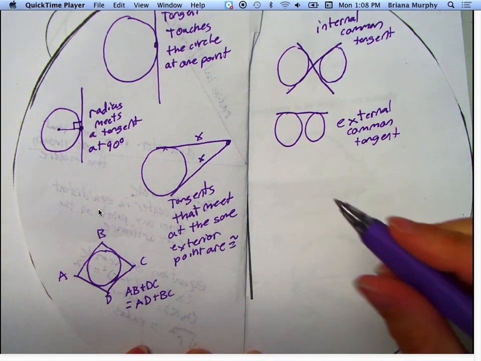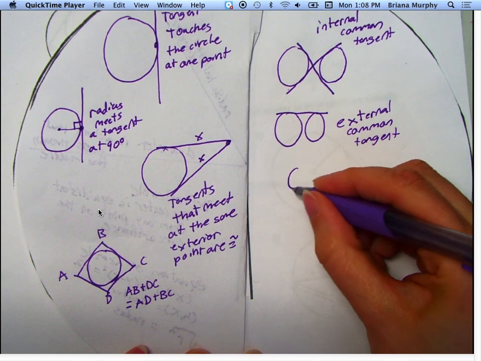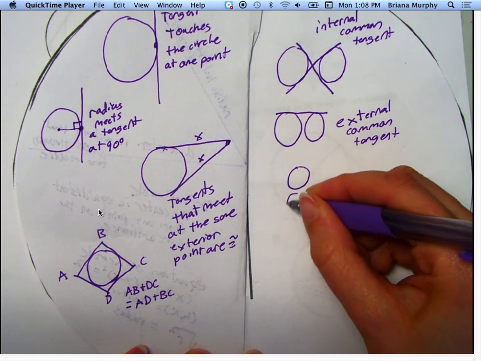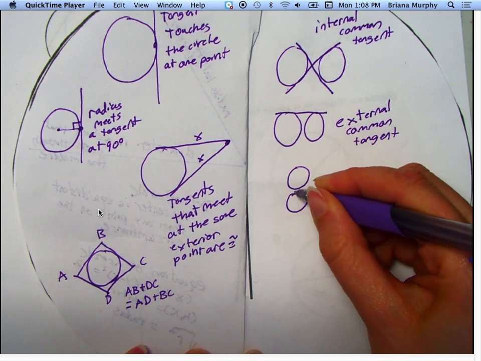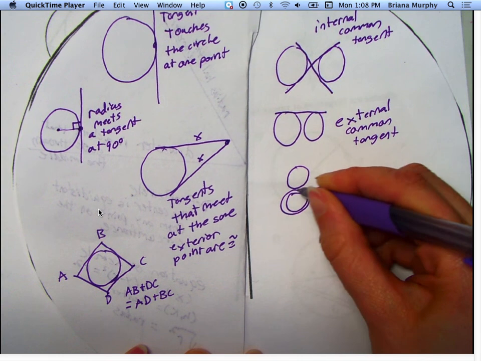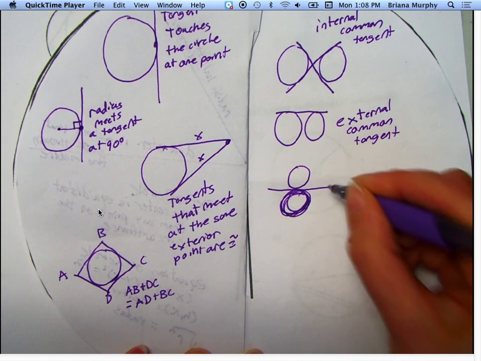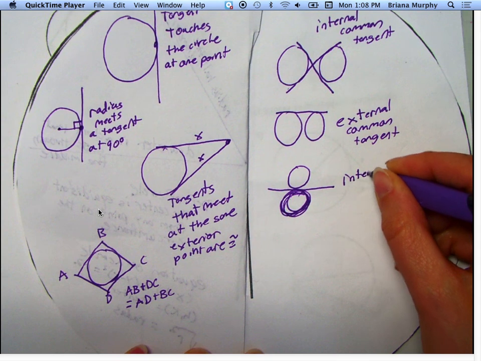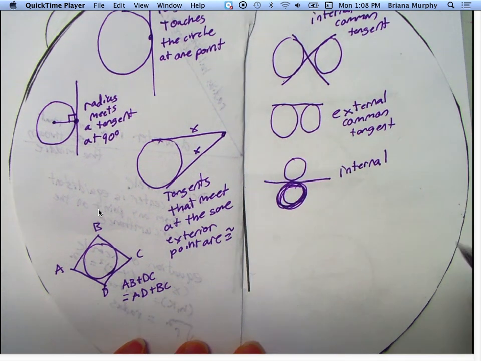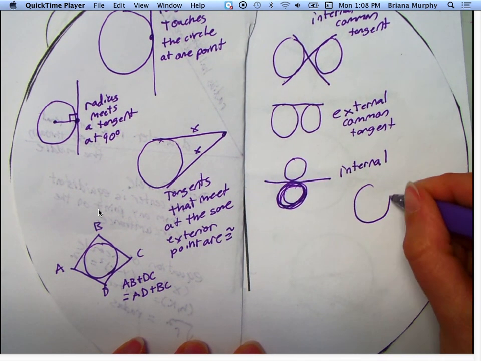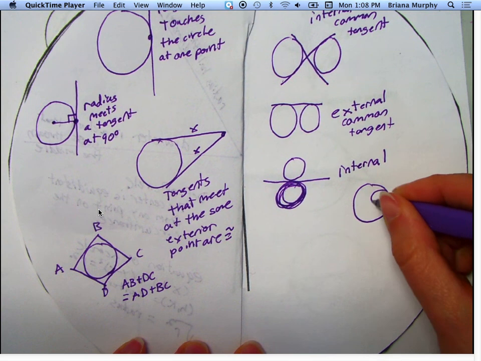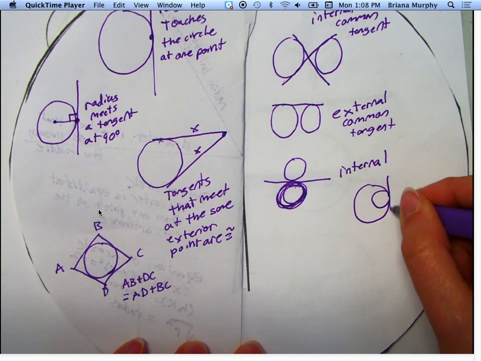And they look different sometimes. Like if you have 2 like this that are pretty much touching each other, let's say. That's an internal, even though it's just in between the 2 of them. If we have a circle with another circle inside of it, we can have an external.